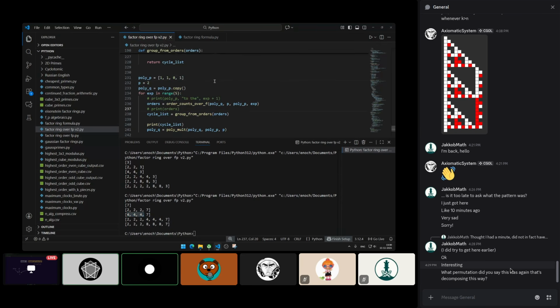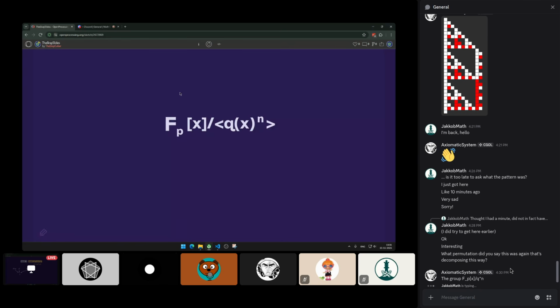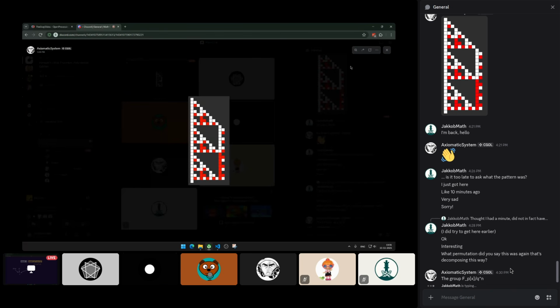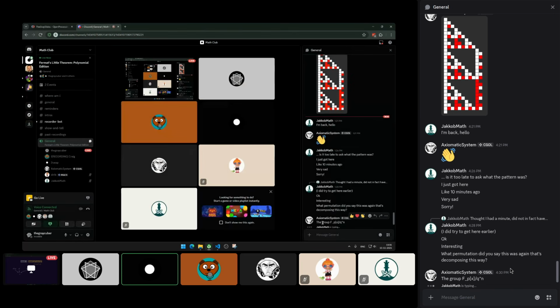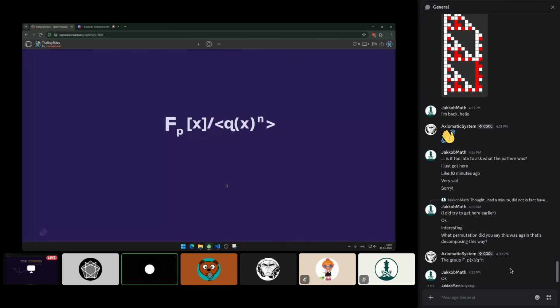He says, what permutation did you say this was again that's decomposing this way? I'm not sure I understand the question. What permutation group? Which group? Yeah, I'm not sure. Yeah, that's in the console there. In case it wasn't clear, that's the cycle decomposition of the group.